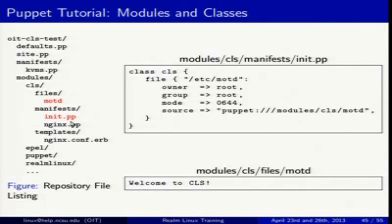Inside the manifest directory, you'll need an init.pp file, which I've highlighted here in red and shown on the right-hand side of the screen. This file is the entry point for this module. It defines the CLS class, the top-level class that this module provides. Modules provide classes. So as part of my general departmental configs, I want to change the motd file on my machines. So I've defined my CLS class.